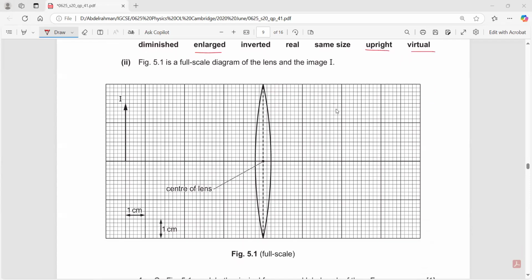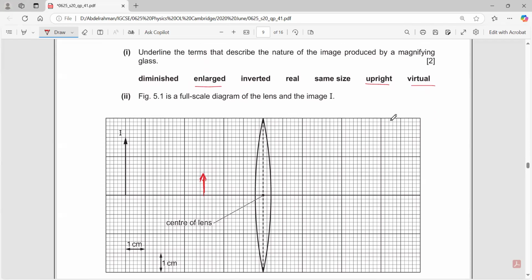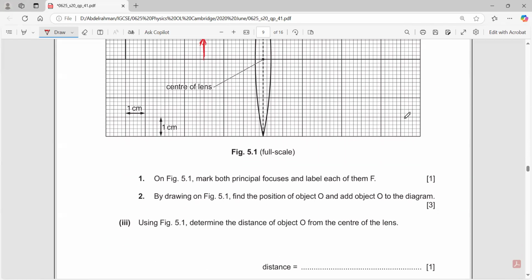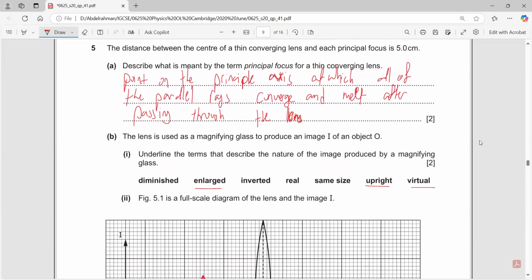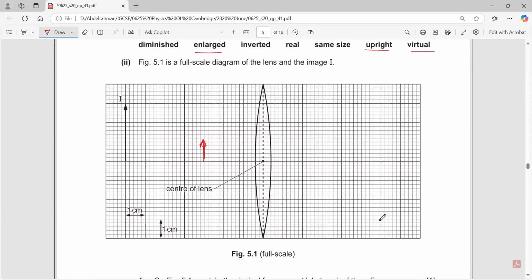Meaning that if this is the image, then the object would be somewhere at this point, for example. First of all, can I mark both principal focuses? Yes, I can. The focal length is 5 centimeters. He said that five small squares are 1 centimeter.